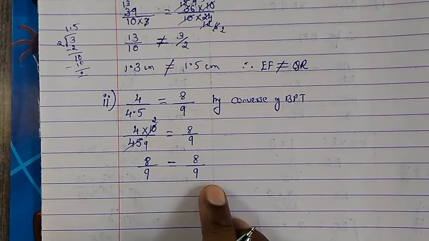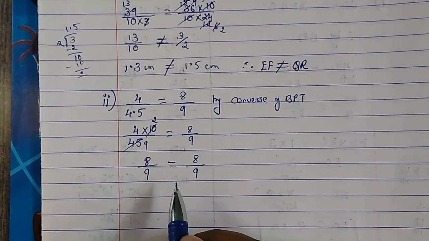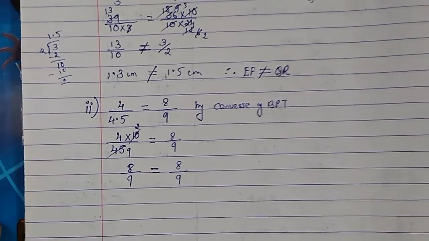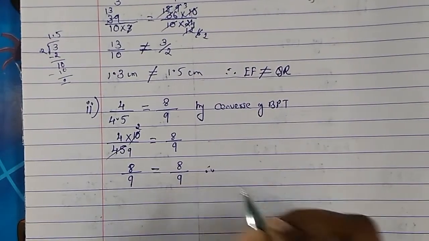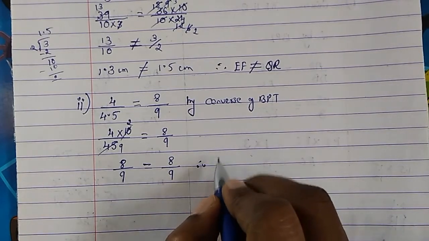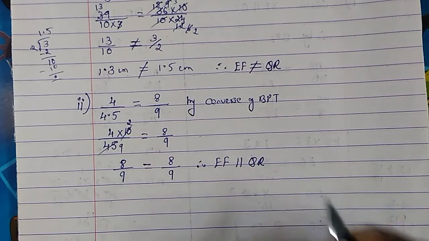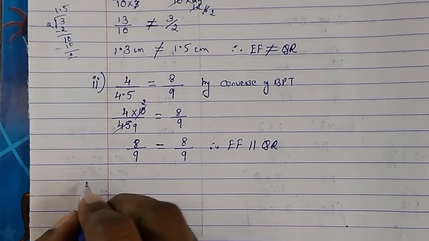You see, both the side ratio is the same. Still further you want to divide, you can divide. So therefore, since it is equal, both the side ratio is equal. So you can say here that EF is parallel to QR. Okay. Now let's do the third one.